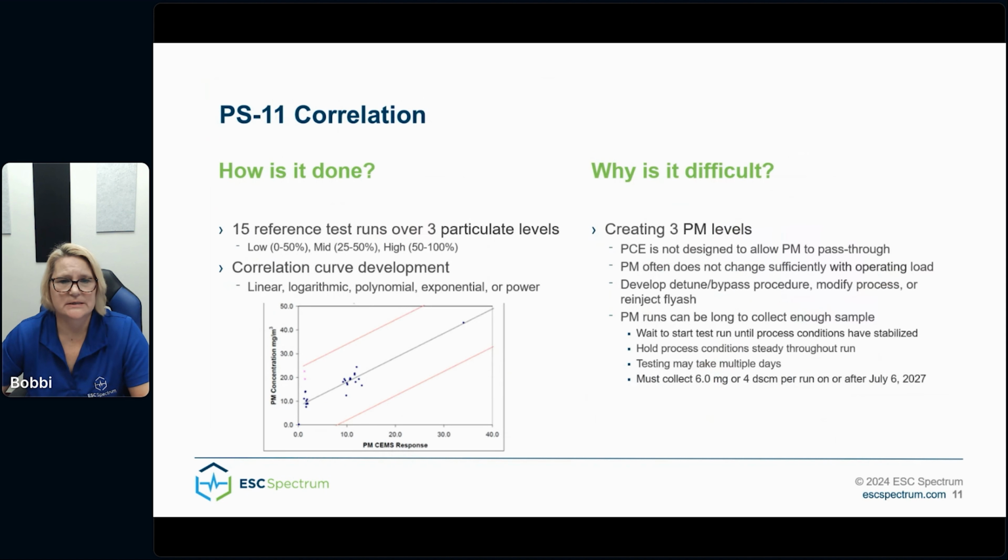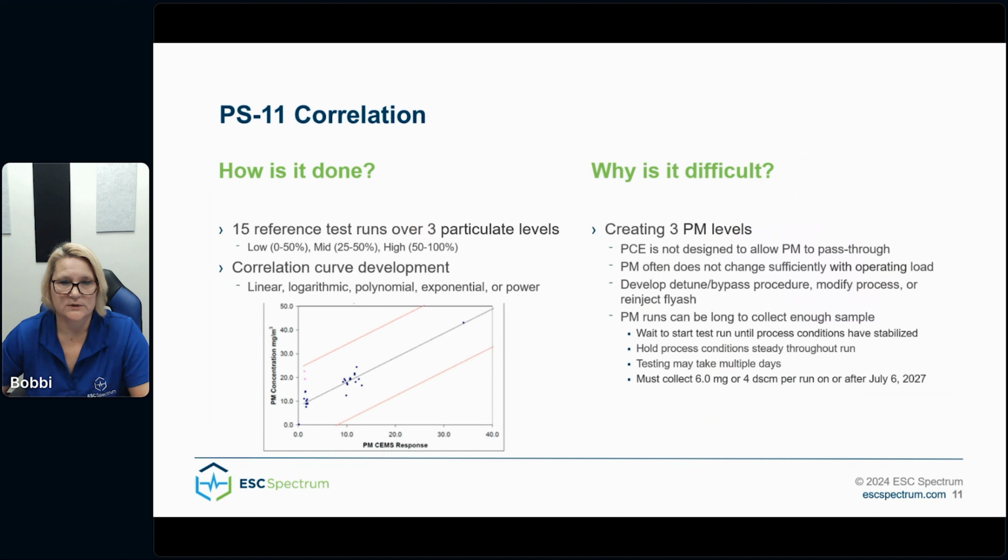So how is it done? Keep in mind, this is a high-level overview. You'll want to dig into it deeper before you go to do it. But the basics of it is that you will need 15 Method 5 test runs over 3 particulate loads. So low at 0 to 50, mid at 25 to 50, and high at 50 to 100.